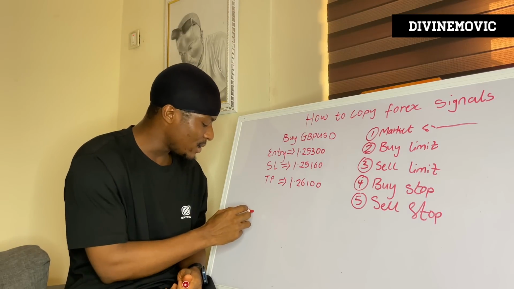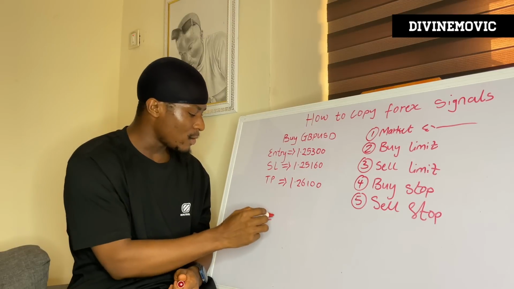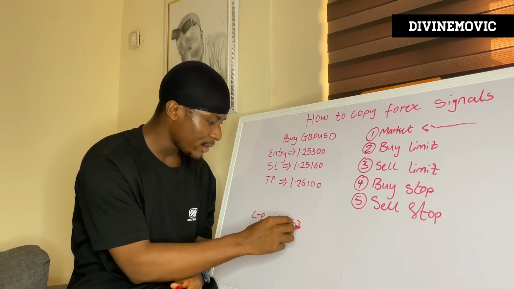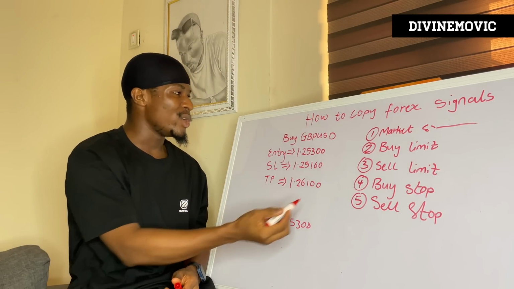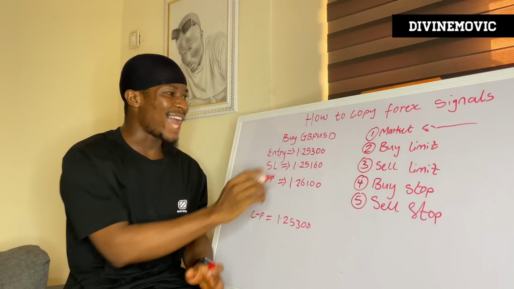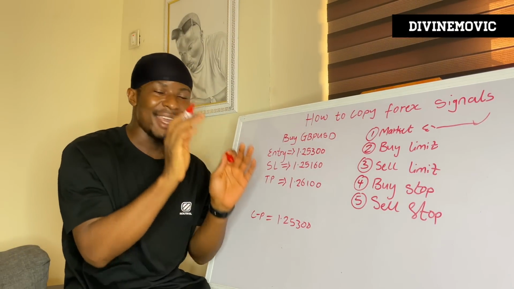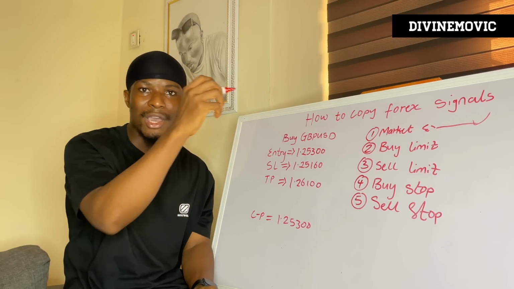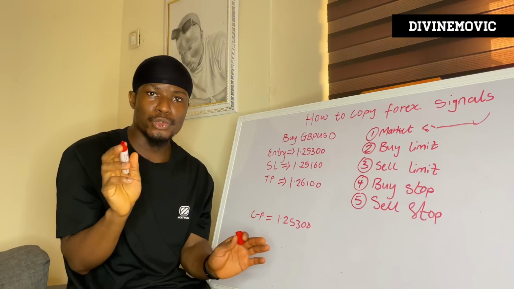Now, let's for instance come to the forex market. The current price, CP, is simply, let's say, 1.25300. That is the current price of the market, and we're given this signal to copy. Now, this signal is simply going to be an instant market execution. The first one is going to be a market execution order. So you don't need to worry, just go to your MT4, look for market execution and put in all these numbers there and you're good to go.